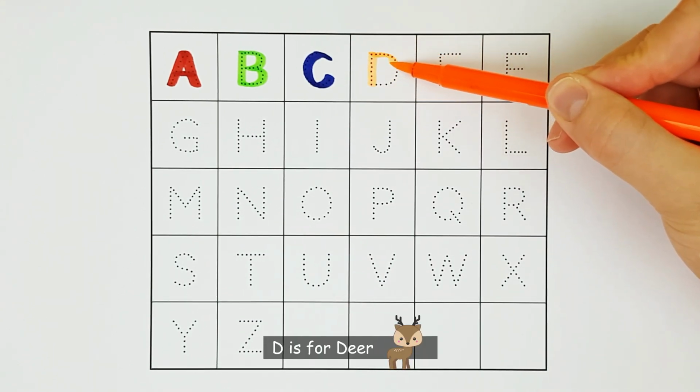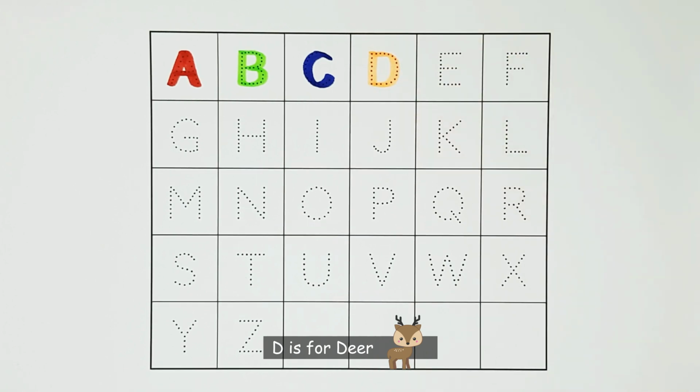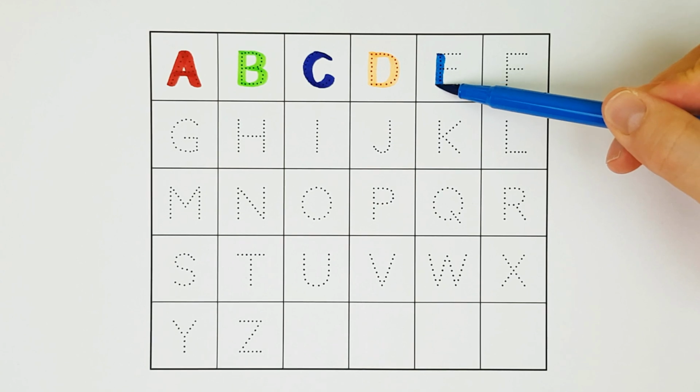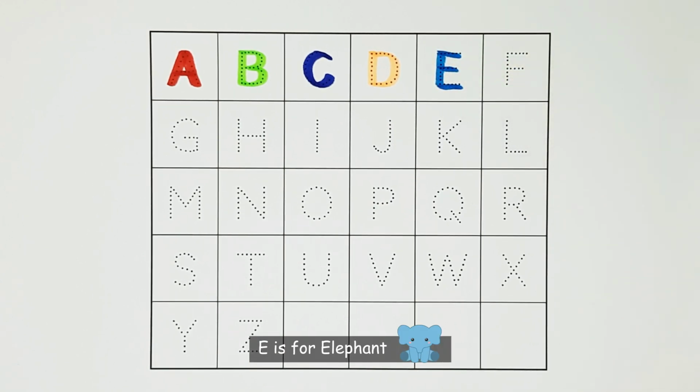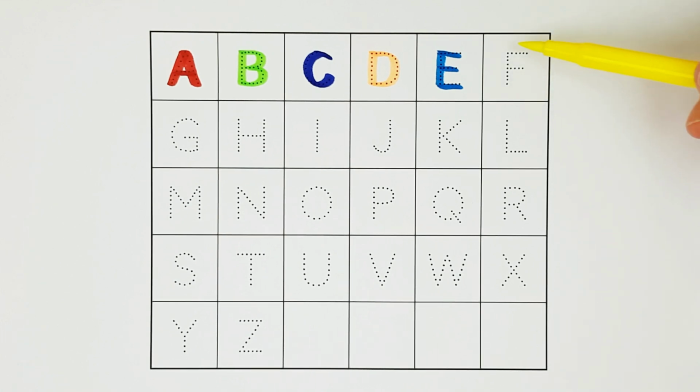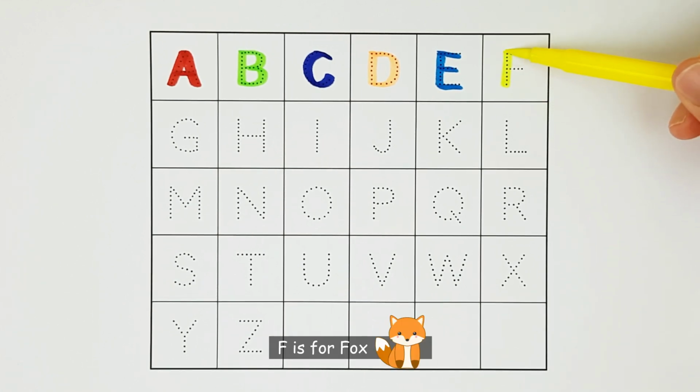D. D is for deer. E. E is for elephant. F. F is for fox.